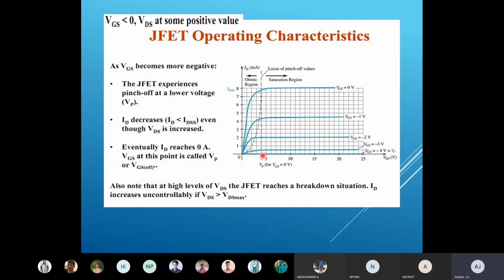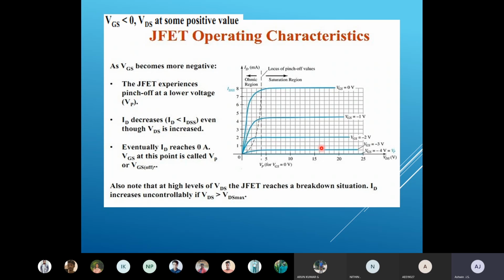Okay, so at VGS equal to 0, the VP becomes 4, but if I keep on changing the VGS, the pinch-off voltage is reduced. So it is represented using this curved dotted line. So for VGS equal to -2, the pinch-off voltage is around 1 to 2.8 something.